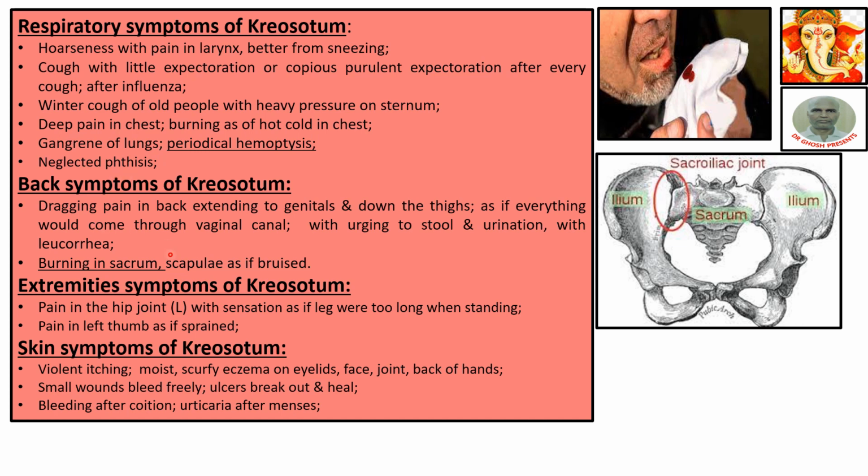Back symptoms of Kreosotum: dragging pain in back extending to genitals and down the thighs, as if everything would come through vagina, with urging to stool and urination with leukorrhea. That is predominantly a symptom of the ladies. Burning in sacrum, scapulae as if braced.